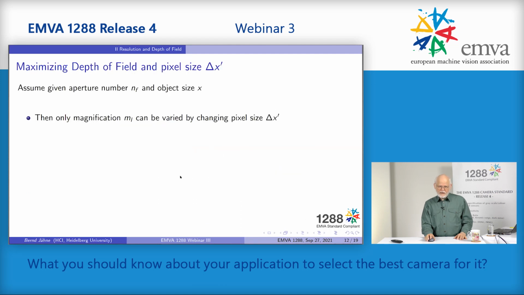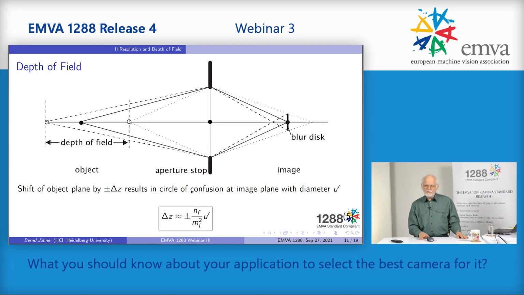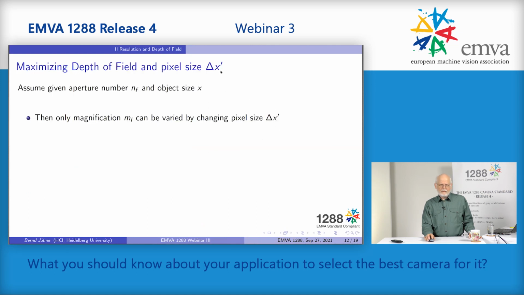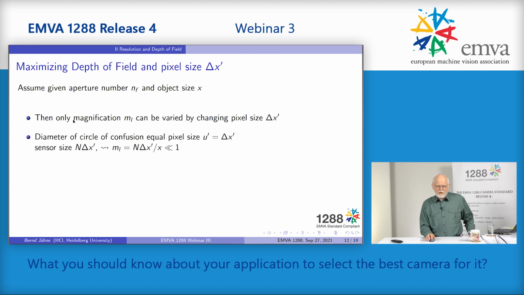So the question is, what can we do about that? That has to, again, do with the relation of sensors to the imaging. I have said the important issue is how large the blur disk is. And so let's assume basically that the blur disk is equal to the size of a pixel, delta x prime. And then the only thing we can do is vary the magnification by changing basically delta x.